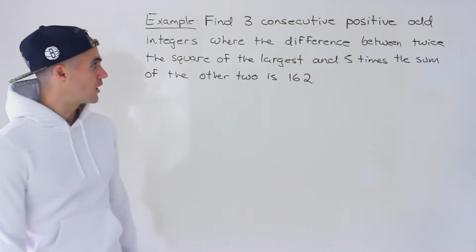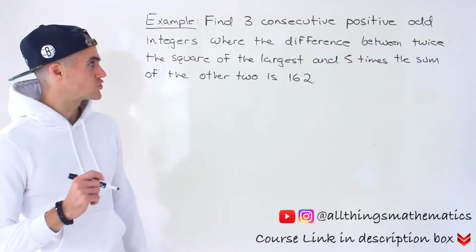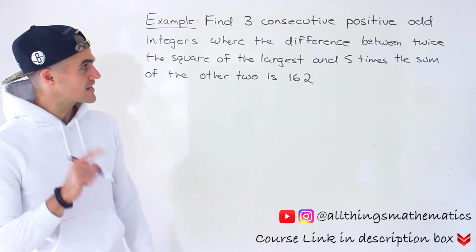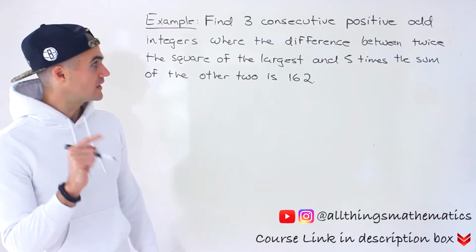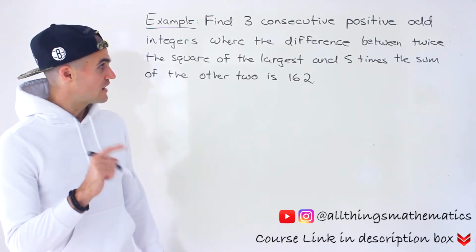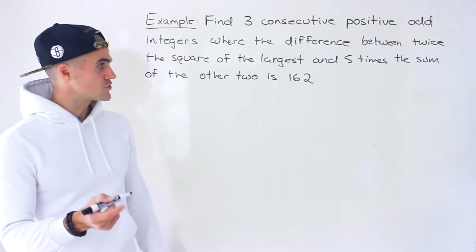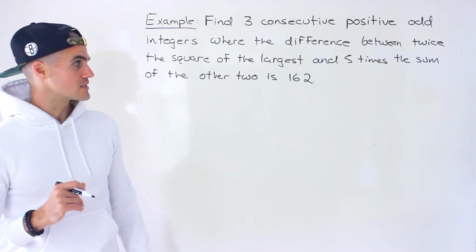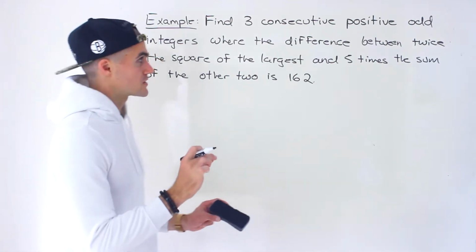Patrick here, moving on to another word problem dealing with quadratic equations. So we have to find three consecutive positive odd integers where the difference between twice the square of the largest and 5 times the sum of the other two is 162. So lots of wording going on in this one.